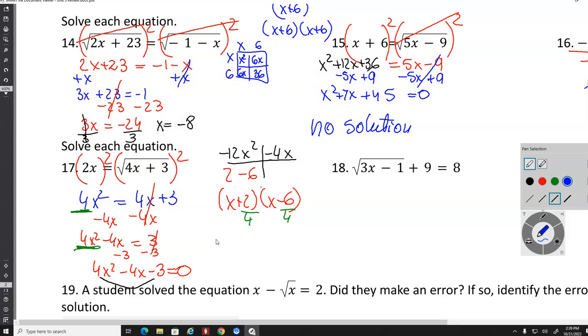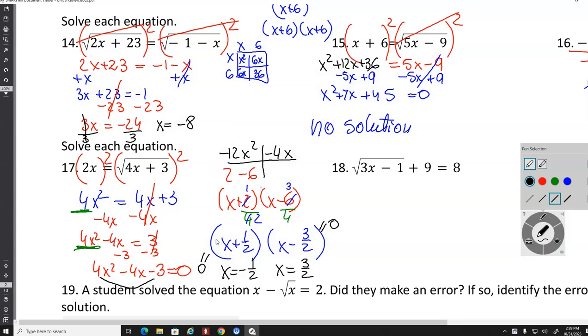Of course, this will simplify to 1 over 2. So now x plus 1/2 will be my first factor, and 6 and 4 will simplify and divide by 2, which is 3 over 2. So x minus 3 over 2. Now, when I do equal them both to 0, the signs will flip, and my answer would be x equals -1/2, and then x equals positive 3 over 2. Now, these are my two solutions.